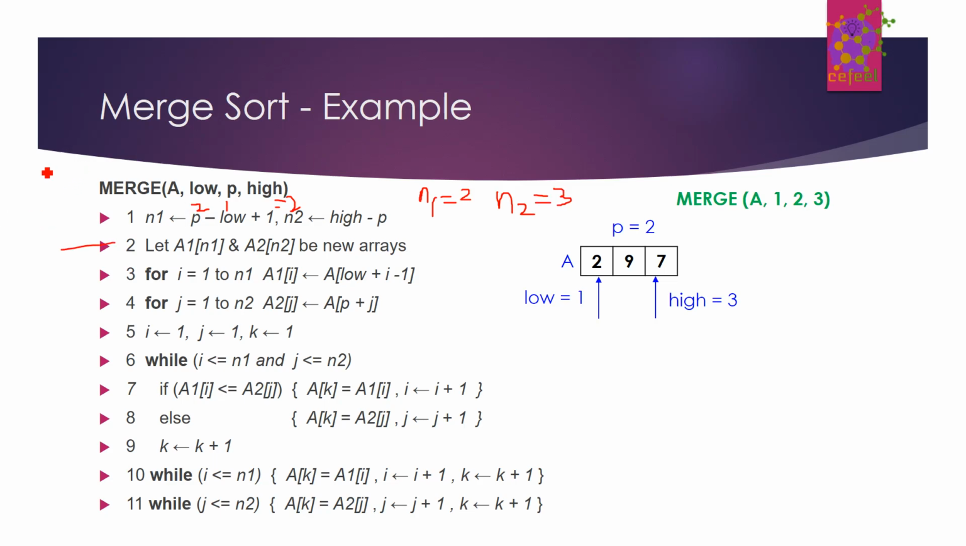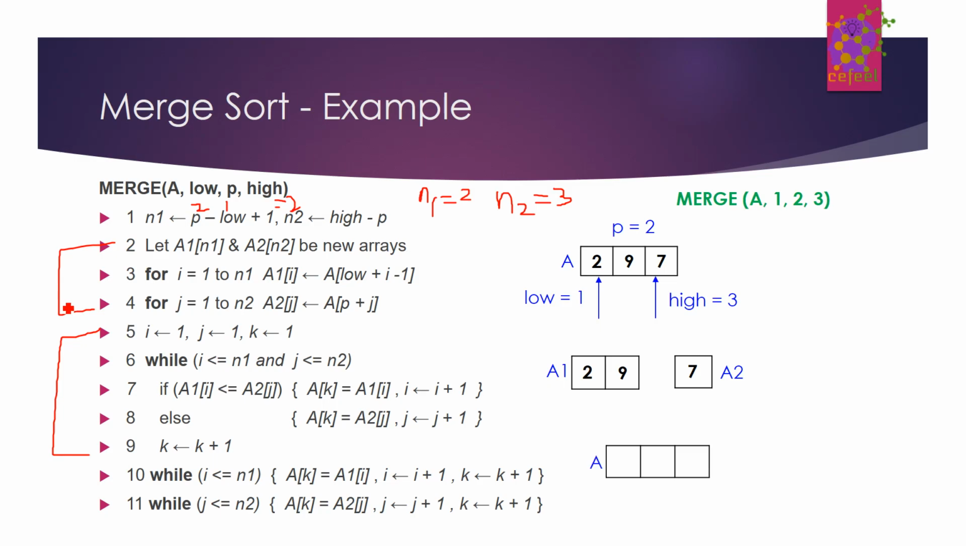So the first few steps, that is from step 2 to 4, are just copying. So we will create an a1 array of size 2, an a2 array of size 1, and then we just copy elements over. So a1 has 2 and 9 and a2 has 7. And then the next part is where we actually do the comparison and then copy the elements. So in this case we have a, and we have i, j and k pointing to the first element, and the first step is to compare 2 and 7, the head of the arrays.